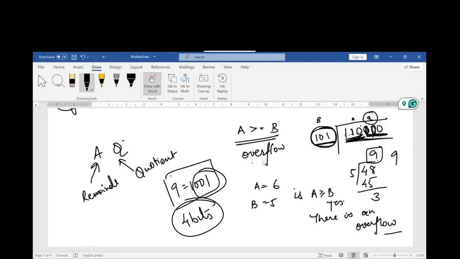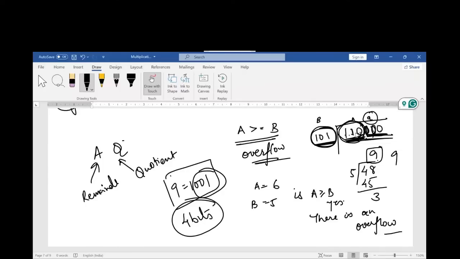There is an overflow. Okay, so how did we check this? If my A is greater than or equal to B, there would be an overflow. Your quotient will always be of size 3 plus 1, or the size of the register plus 1. You will not be able to store your final answer in your Q, and hence there is an overflow.